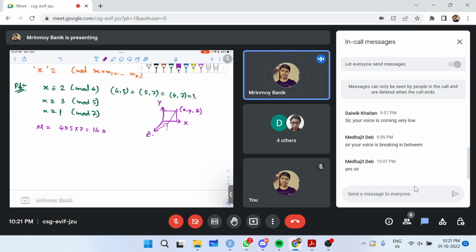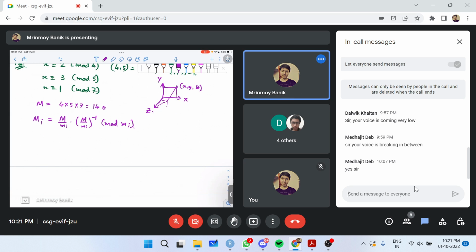So let's see. Here we can define capital Mi as capital M by small mi times the inverse of this whole thing, mod mi. This is a pretty complicated looking thing, so let's break it down. Capital M by small mi, this is an integer. This whole thing.